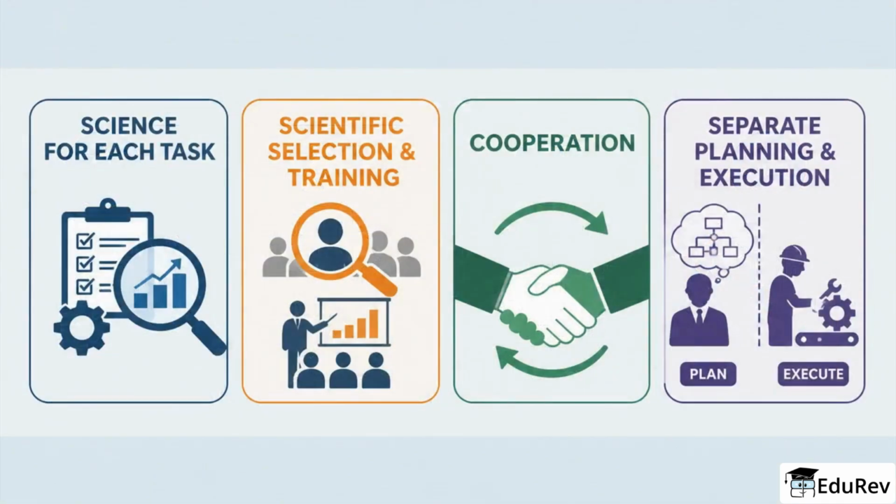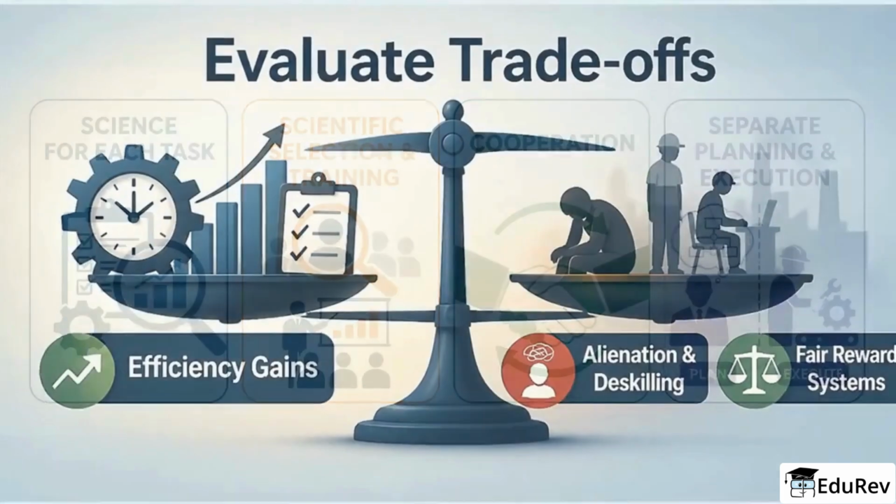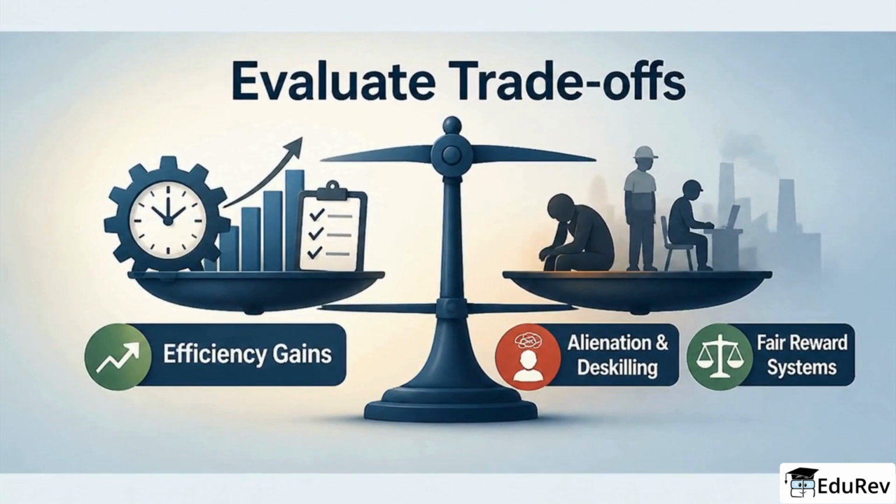Quote the core principles concisely. Develop a science for each task. Select and train workers scientifically. Cooperate. Separate planning and execution. Then critically evaluate gains in efficiency versus alienation, de-skilling, and the need for fair reward systems.